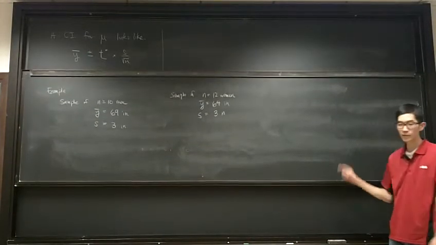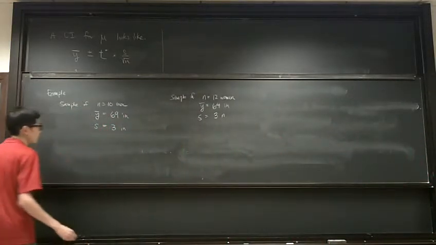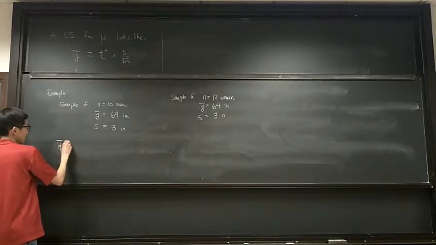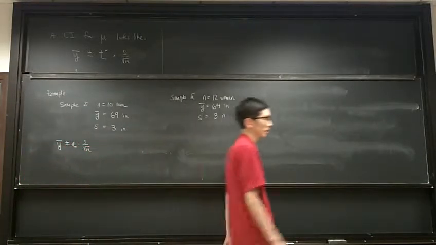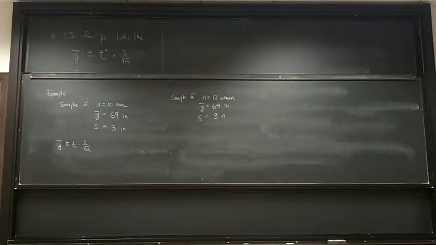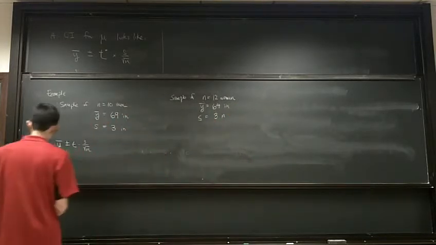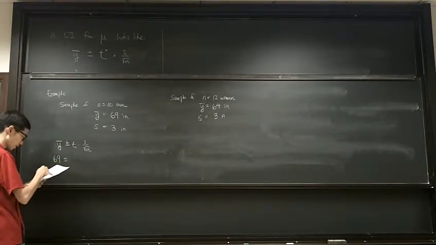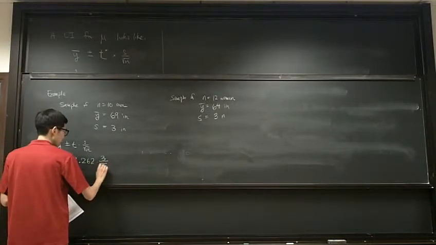So we could create a confidence interval for the mean height of men and the mean height of women. This might not be a good example, but let's try it. I'm going to go y bar plus or minus t times s over the square root of n. So if I have n equals 10 and I'm going to make a 95% confidence interval, what would I use here? I would go 69 plus or minus 2.262 times 3 over square root of 10.